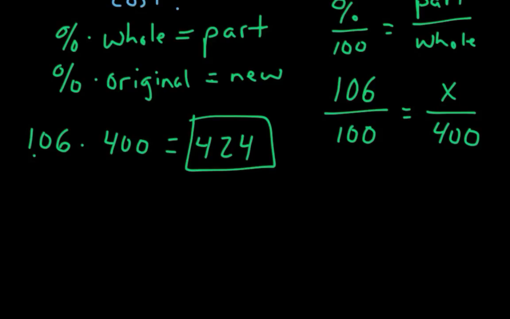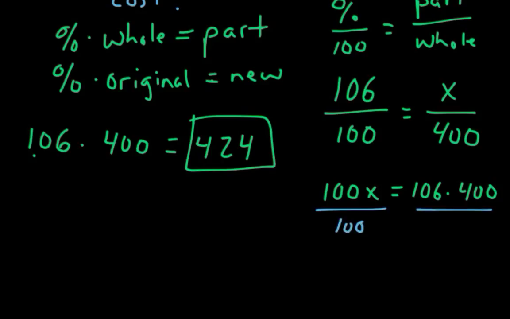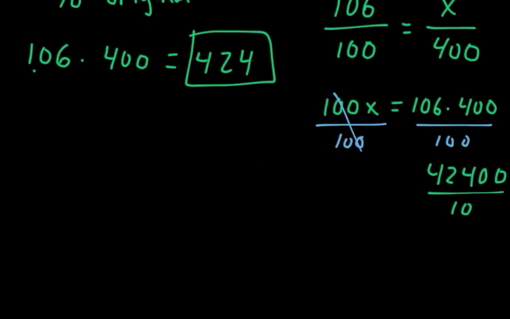106, well, maybe I should write it out. So 100 times x equals 106 times 400. We're cross-multiplying there. And then to get x by itself, to get that new amount, we divide by 100. And if we did that, we should have had 424, or 42,400 divided by 100. Oh, almost hit the new page. So then we'd end up with $424.